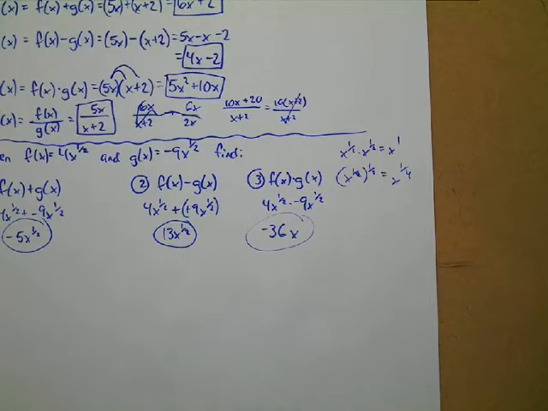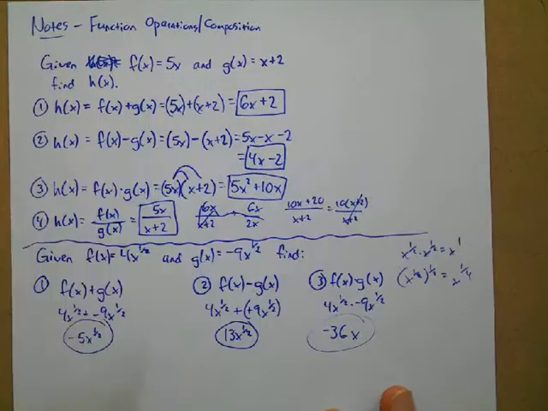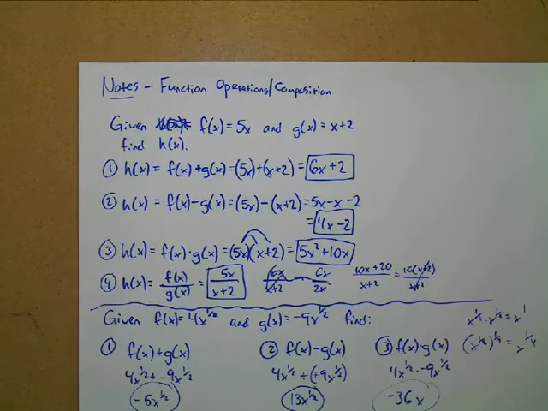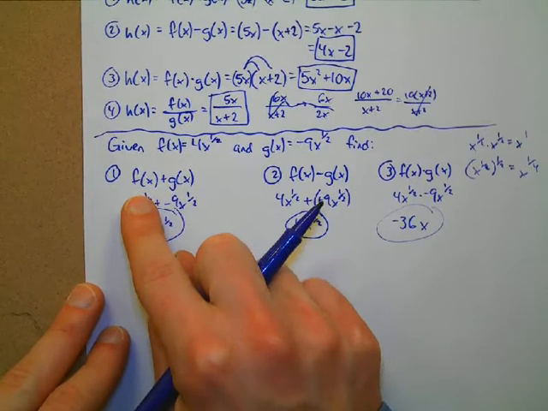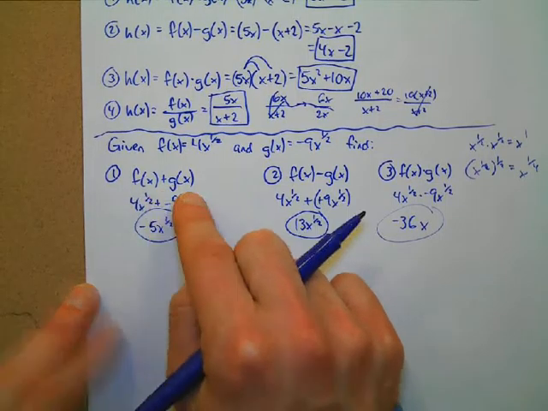Now, one other thing I want to show you. That's what I meant by function operations. We can take our functions, add them, subtract them, multiply them, divide them. We could do stuff like 2f of x minus 3g of x, where you do twice f of x and then subtract 3 times g of x, and combine like terms that way. There's one other thing though. I want to talk about composition.